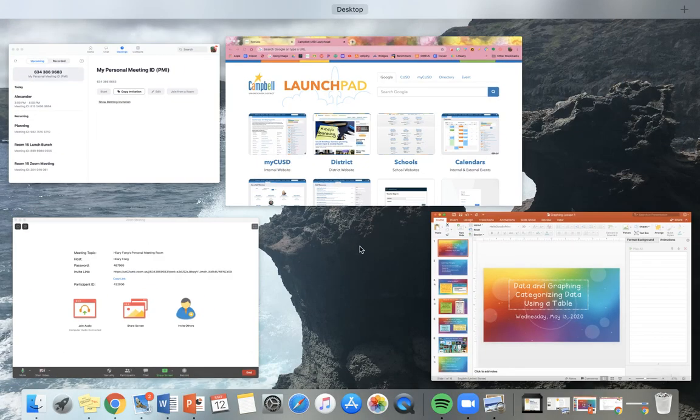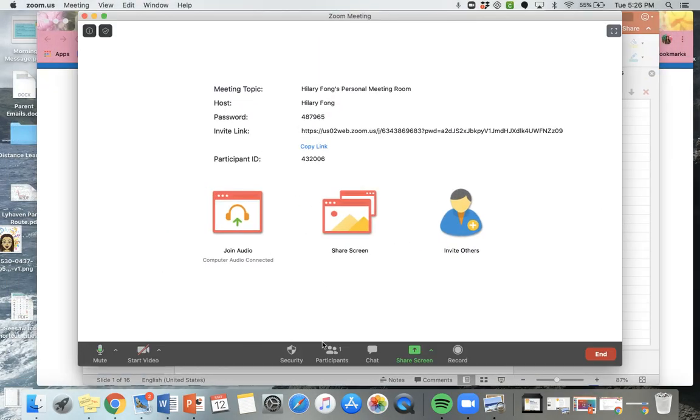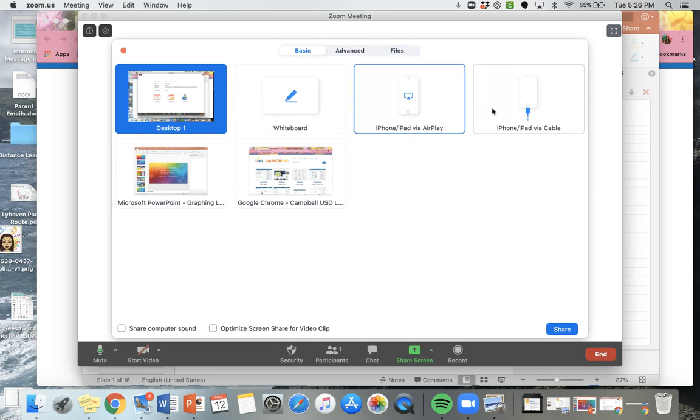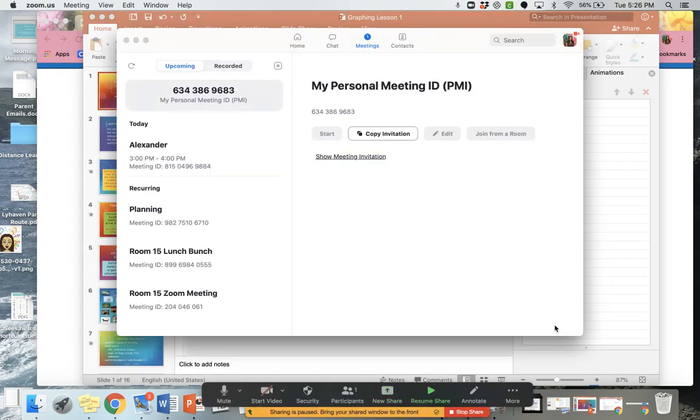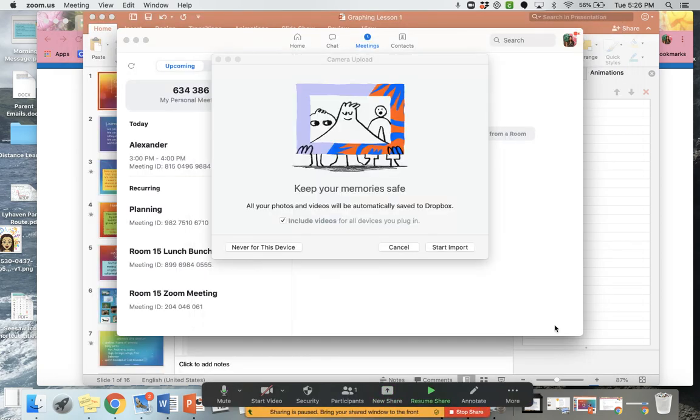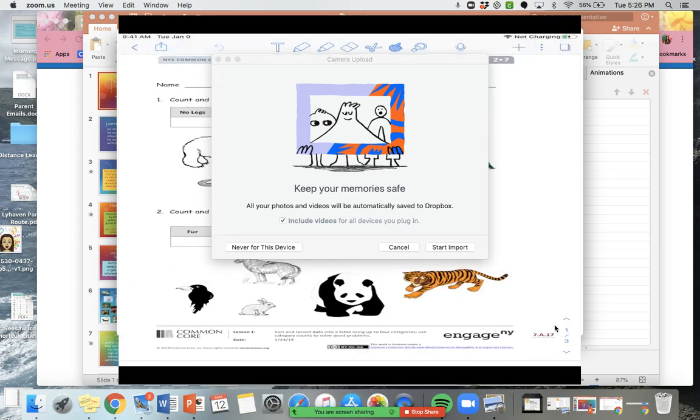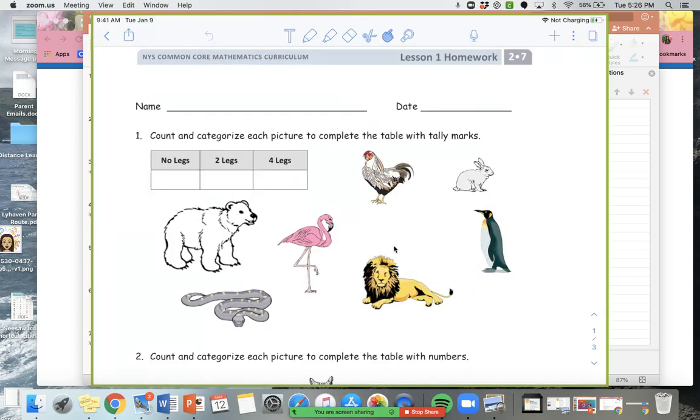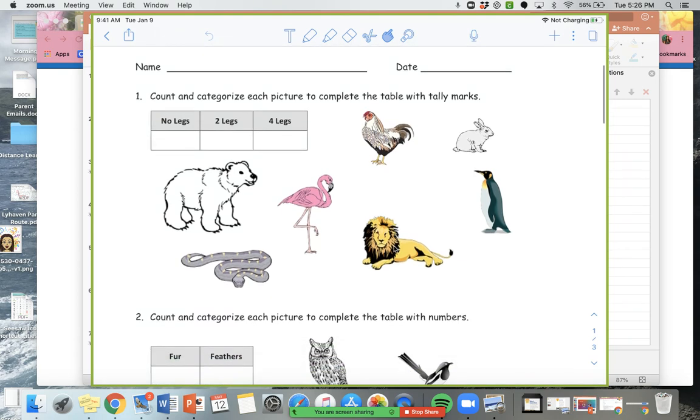Okay, so let's take a look at what you're going to be doing today. So I have an example. Just give me a second to set it up. Okay, so here's an example of a worksheet that you're going to be using today. So we have some animals again here. You're going to have pictures. So let's read the directions.